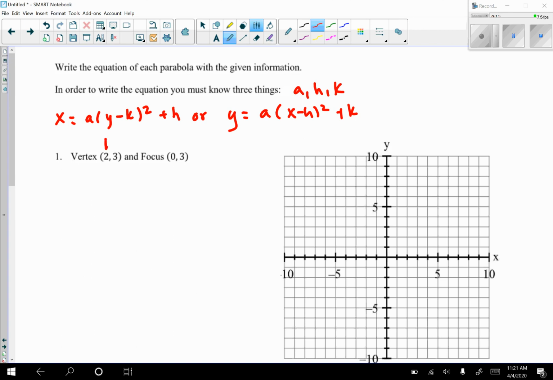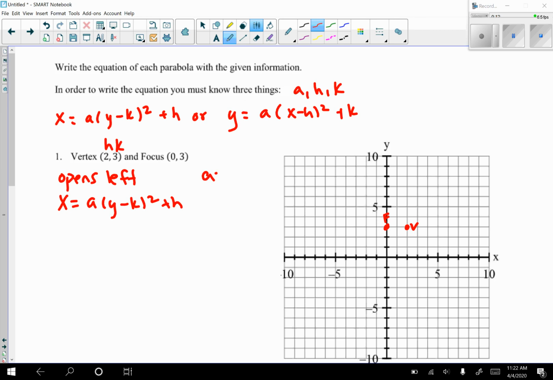So right here we are given the vertex, which is of course your h and your k, and the focus is at 0, 3. So let's go ahead and plot the vertex and the focus. There's the vertex, and the focus is at 0, 3. We know that the focus is always on the inside of the parabola. And so in this case, that means this graph is going to be opening to the left, and that means we're using an x equals equation. So we already have our h and our k. We just need to figure out what the a value is.